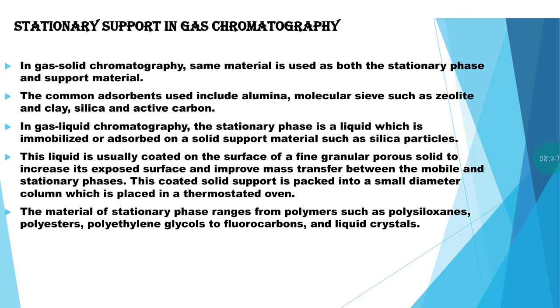This coated solid support is packed into a smaller diameter column which is placed in a thermostat oven. The thermostat oven maintains the temperature throughout the process, and these granules, which are porous solids, are coated with the liquid. These granules are coated to give more surface area, so the separation takes place more efficiently. The materials of the stationary phase range from polymers such as polysiloxanes, polyesters, polyethylene glycols to fluorocarbons and liquid crystals.